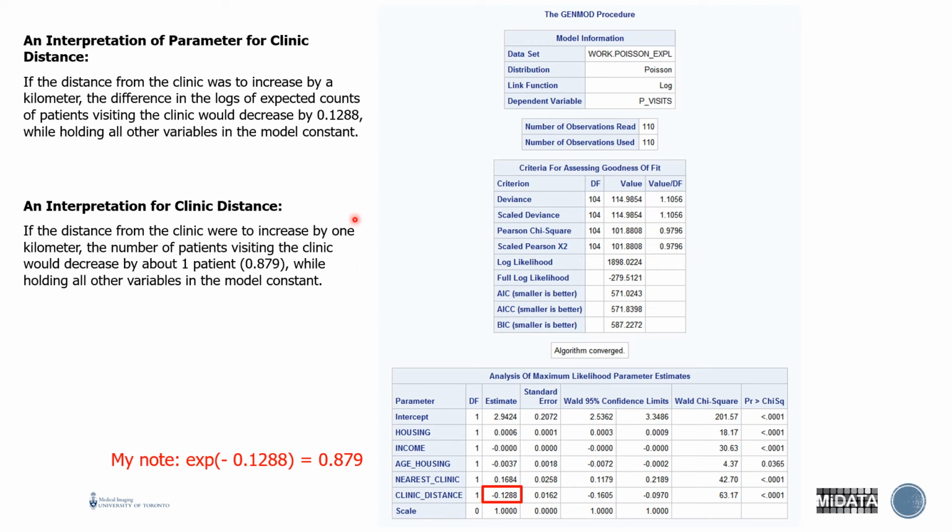So how do you interpret this finding? From the parameter point of view, the estimate of your parameter, if the distance from the clinic were to increase by 1 kilometer, the difference in the logs of expected counts of patients visiting the clinic would decrease by 0.1288, while holding all other variables in the model constant, of course. If you want to express this finding in the units of your dependent variable, which is patients, you can say if the distance from the clinic were to increase by 1 kilometer, the number of patients visiting the clinic would decrease by about 1 patient while holding all other variables in the model constant.